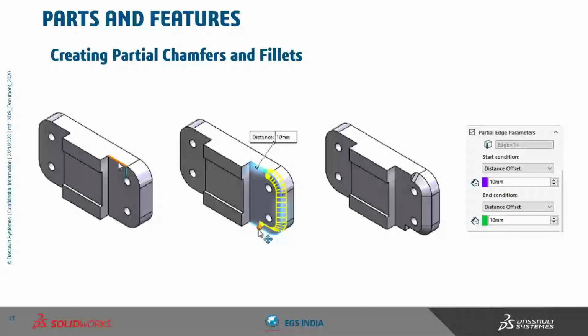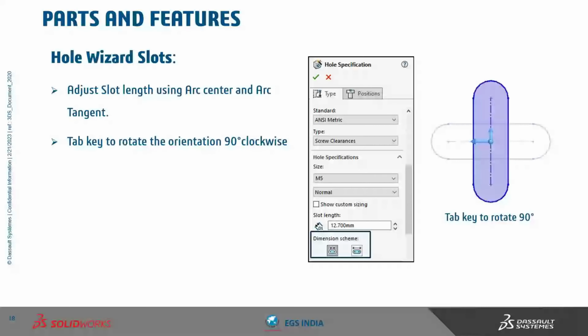Now creating partial chamfers and fillets. While chamfering and filleting, we can give partial edge parameters, even distance offset.